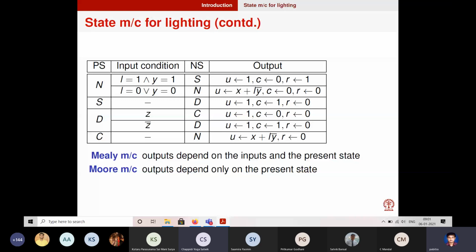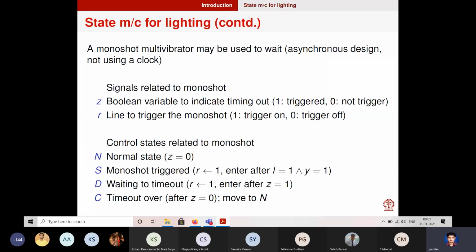Okay, so there is another way you can do the same thing with the states, but this time it's asynchronous. You use something called a monoshot multivibrator. You don't need a clock. It's an event trigger. Multivibrator means it can vibrate between states, and you don't need a clock. It can happen anytime.